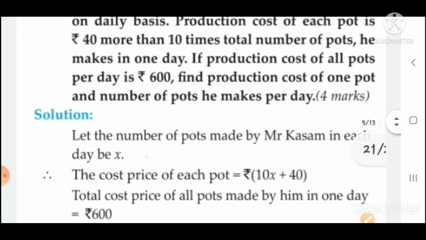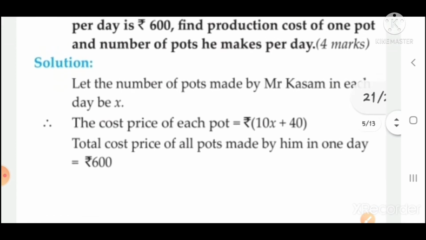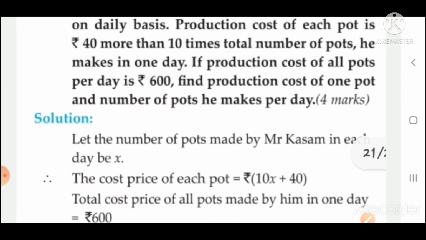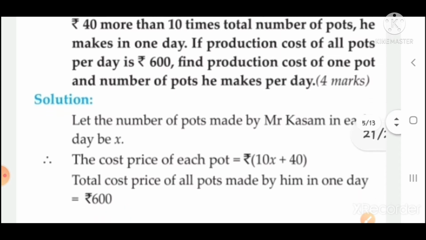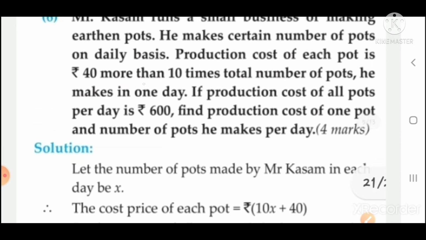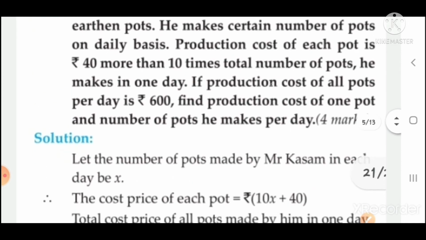So first of all you will write: let the number of pots made by Mr. Kasim in each day be x. How many pots he is making per day we don't know, so that is considered to be x. Therefore the cost of each pot will be 10x plus 40. Why? Because 40 more means plus, and 10 times the total number of pots means 10x. So we write 10x plus 40.